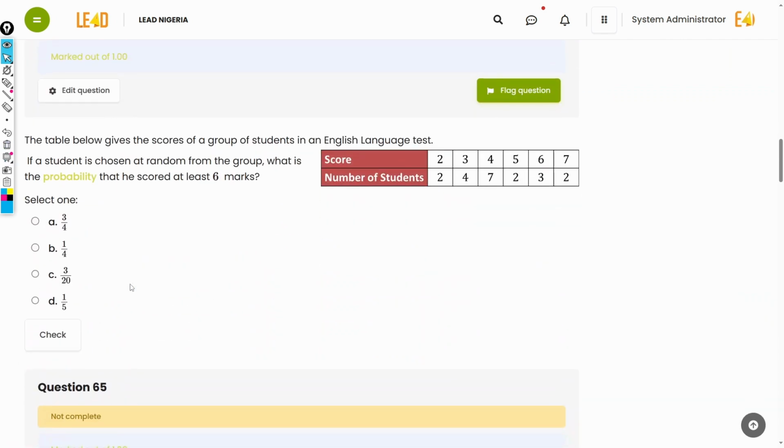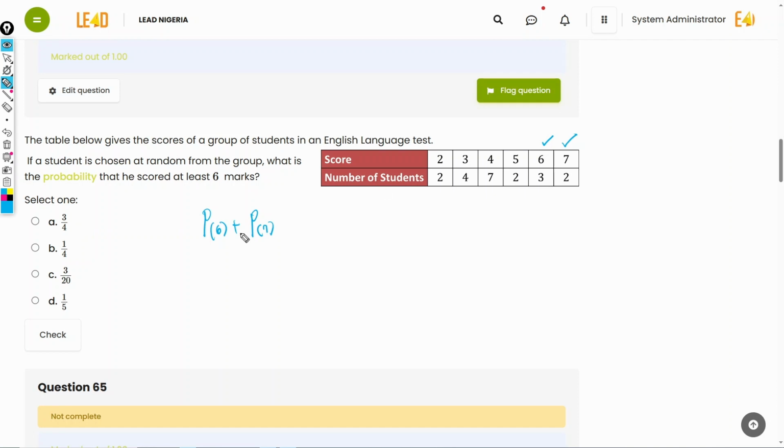64. The table below gives the scores of a group of students in an English test. If a student is chosen at random from the group, what's the probability that he scored at least 6 marks? All right, so at least 6 marks, what qualifies is students that scored 6 and those that scored 7. So that would be the probability of students that scored 6 plus the probability of students that scored 7. All right, next we need to find out the total number of students. That's 2 plus 4, 6, plus 7, 13, plus 2, 15, plus 5, 20.